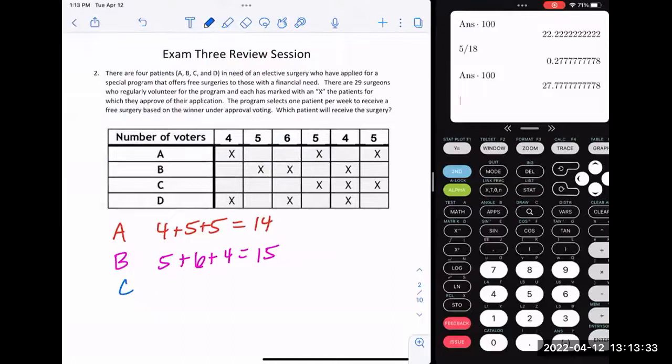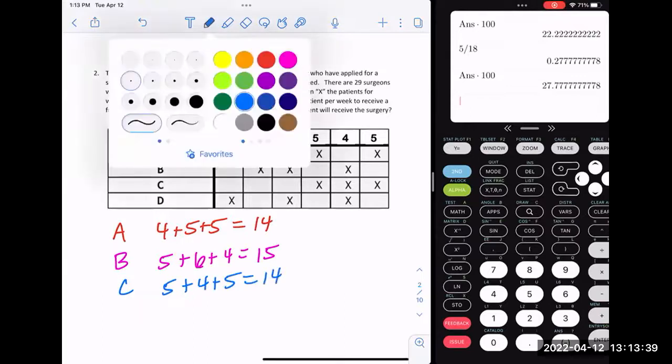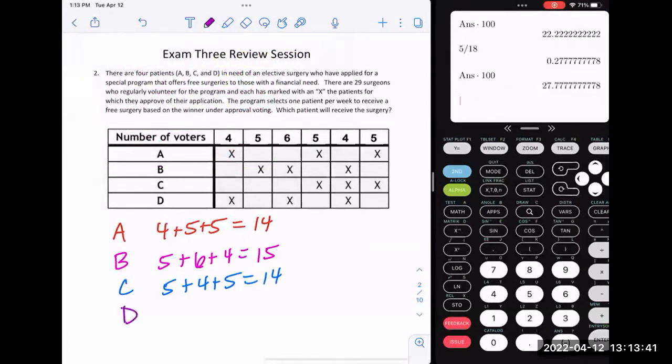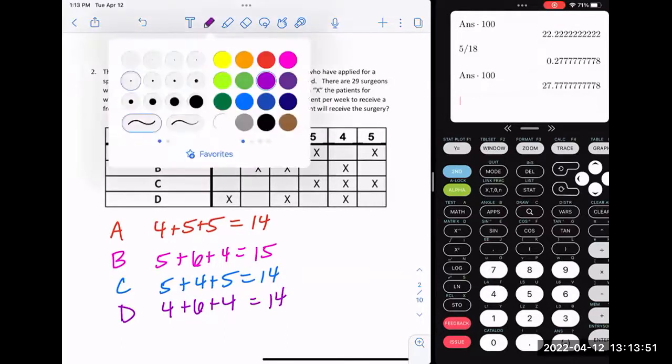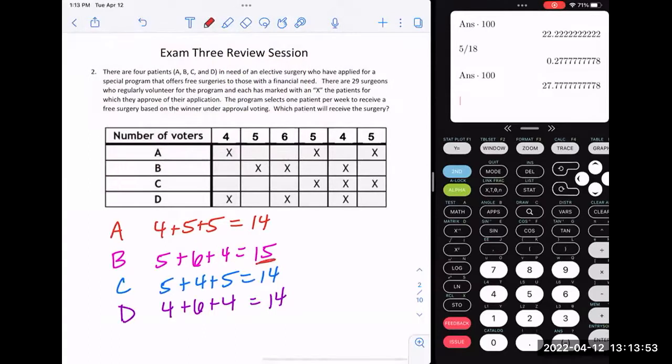C got 5 plus 4 plus 5, or 14 for C. And then D got 4 plus 6 plus 4. So again, 14 for D. So it was close, but in this case, I can see that B had the most number of votes. So B would end up being the one that was chosen.